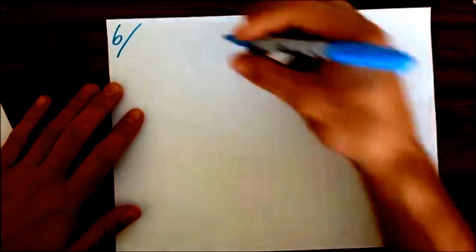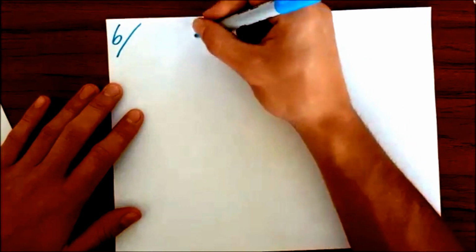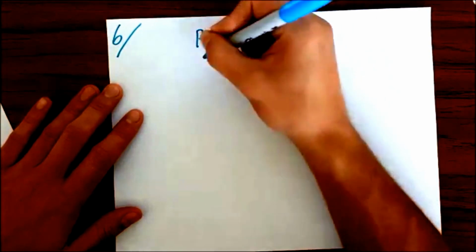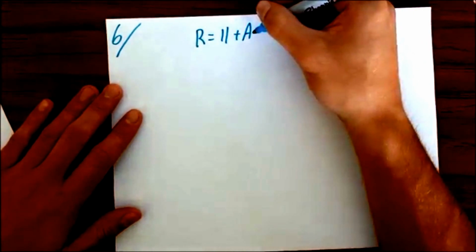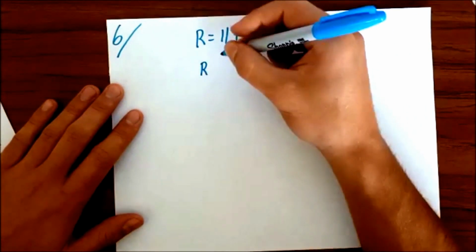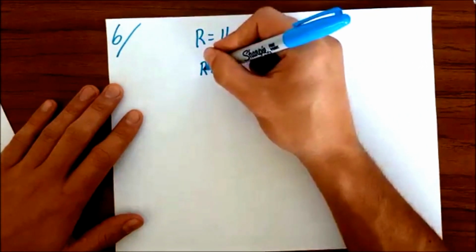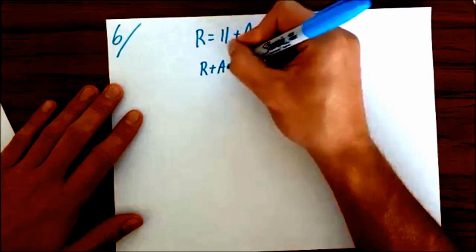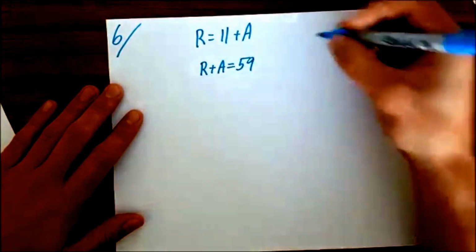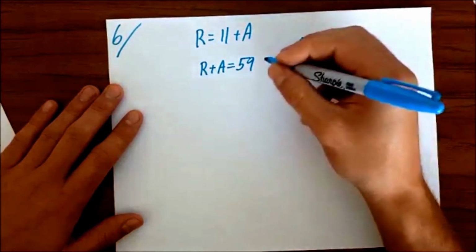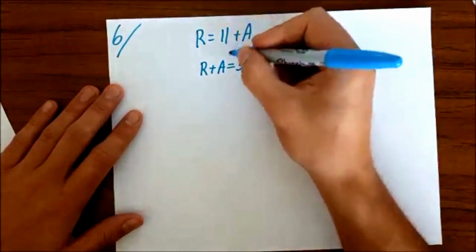All right, last week Raul worked 11 more hours than Angelica. So you know R equals 11 plus A, where A is however many hours Angelica worked. You also are given that they worked a combined total of 59 hours, which means the number of hours Raul worked and the number of hours Angelica worked was 59. How many hours did Angelica work? Well, we can figure this out pretty quickly.